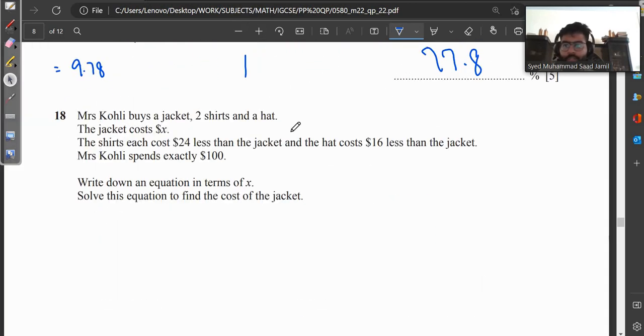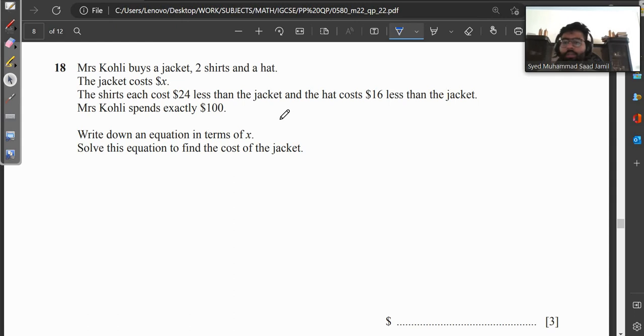These questions I like the most. It says Mrs. Kohli buys a jacket, 2 shirts and a hat. Okay? Students tend to get confused in this question. There is no need to get confused. Just write down J for jacket plus 2S, S for shirts, plus a hat, whatever it is.